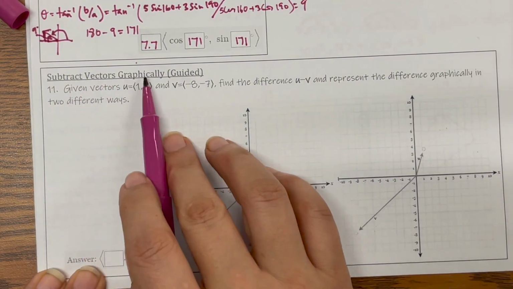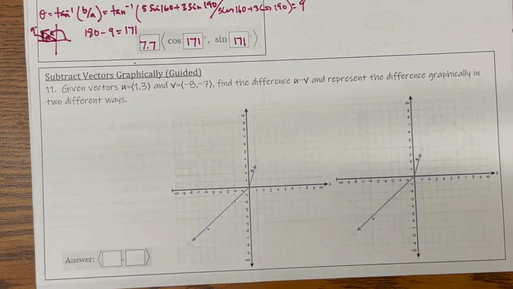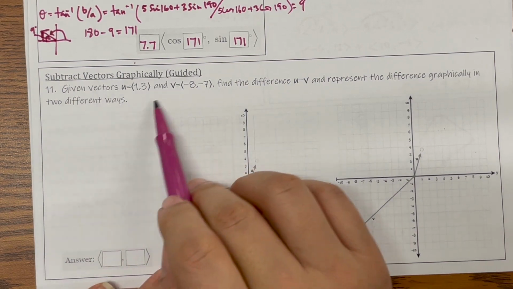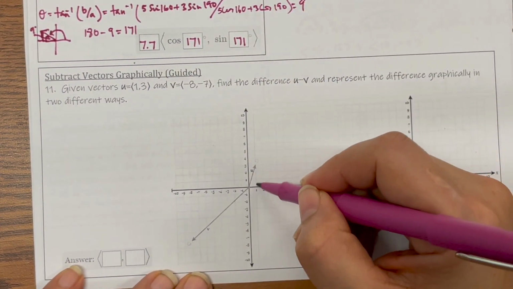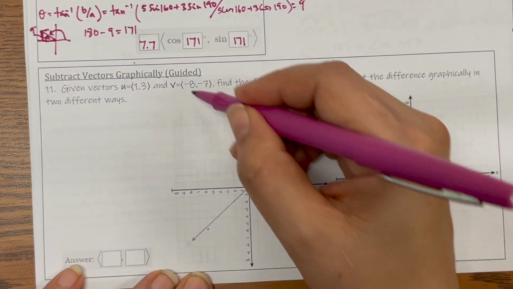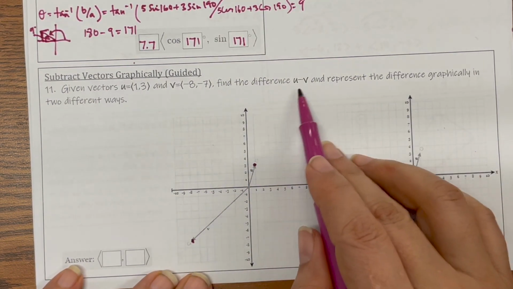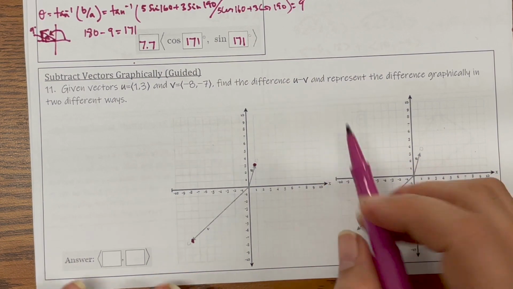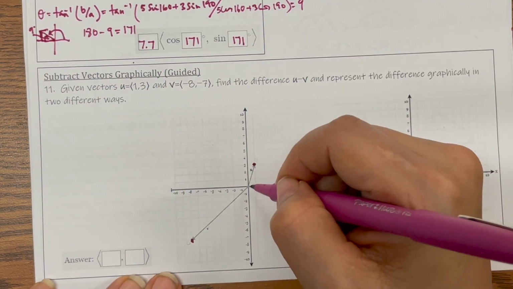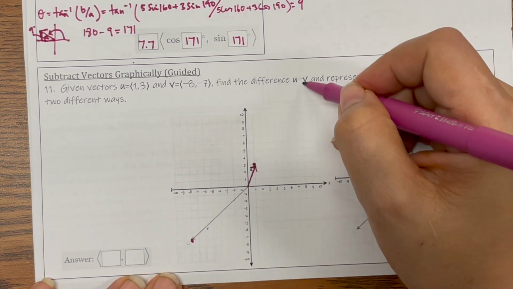All right, subtracting vectors graphically, and I really should have put this in the front, but it's okay. So given these two vectors, 1, 3, that's U. Negative 8, negative 7, that's V. Find the difference, U minus V. So again, we've done this prior, so you start off with U. So there's my U, minus V.